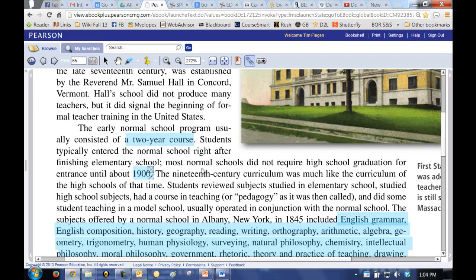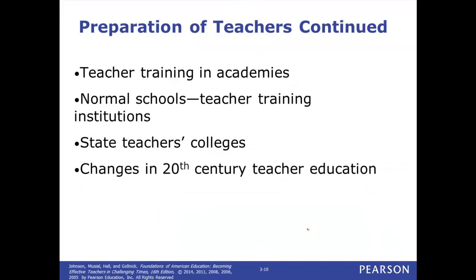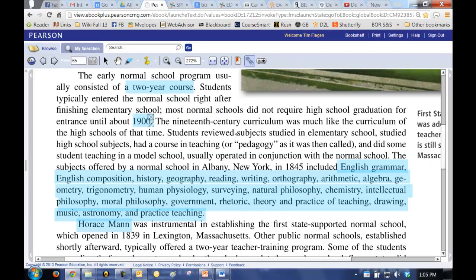Students viewed subjects in this way. And down here I've blocked the subjects offered at normal schools: English grammar, English composition, history, geography. I'm not going to read all those, but that's what you're going to put in here, what they studied. This is number 22. What did they study? And it comes right here off of page 65. Even practice teaching.